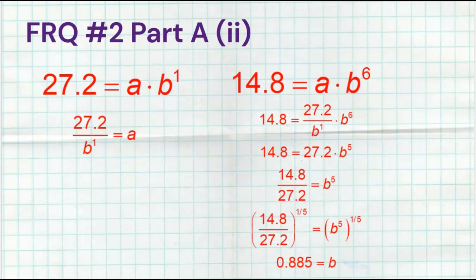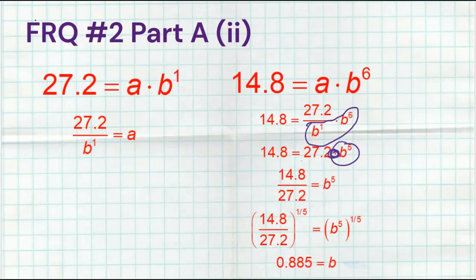And then I'm going to do some solving. Now, let me walk you through my solving real quick. Hopefully it's not too bad. First, these B's are going to reduce. 6 minus 1 is 5, so we get B to the 5th. Then I'm going to divide this 27.2 over. The opposite of this multiplication right here is division, so I'm going to divide it over.